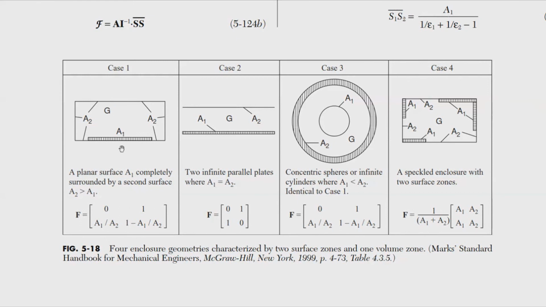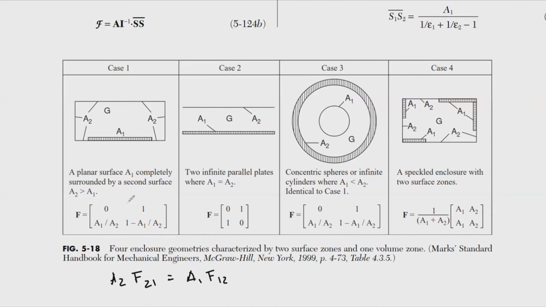But if it's F12, area 1 can emit all the radiation and it will be intercepted by 2. So in fact, this enclosure would take it also. That's 1. But of course, if it's F21 and F22, we couldn't tell how it really works. But let's try using reciprocity here. We could see that when we take area 2, and then that should be 2, 1, that will be equal to area 1 and then F12.